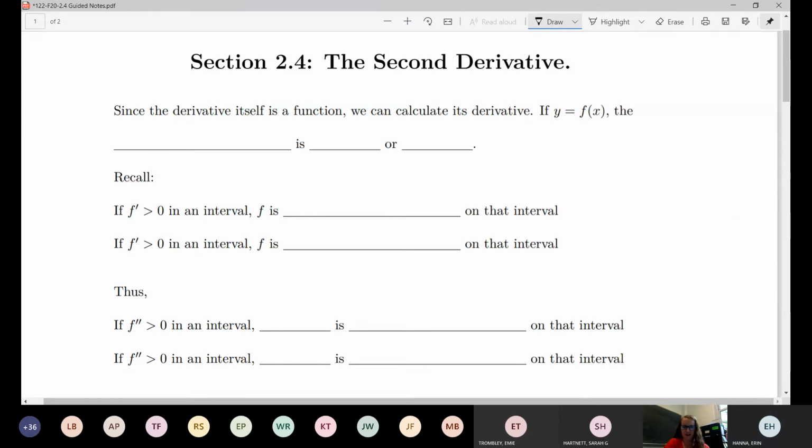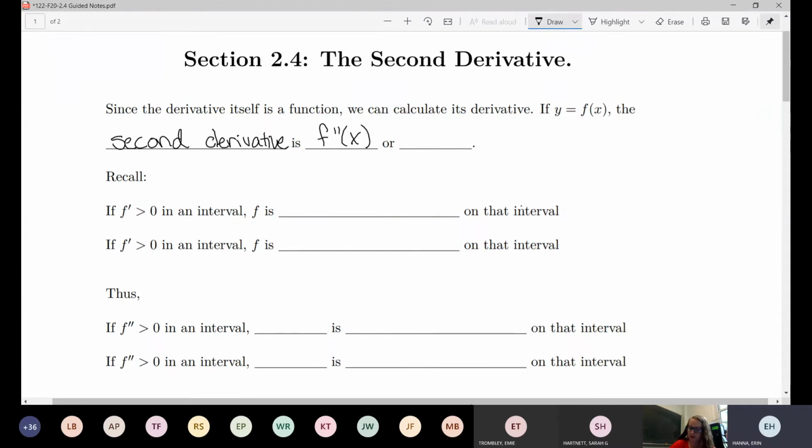So if y equals f of x, what we call the second derivative would be written as f double prime of x, is how you would read that. Or in Leibniz notation, which we talked about in 2.3. So remember, regular Leibniz notation was dy over dx. Just a side note reminder: Leibniz notation was dy over dx. For the second derivative, it's going to be d squared y over dx squared.